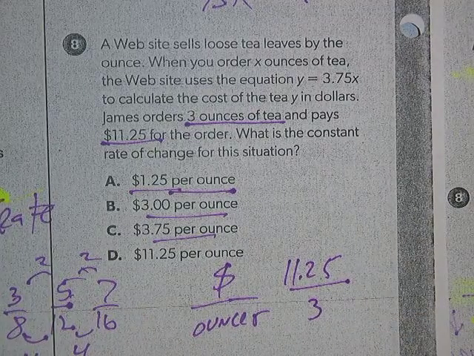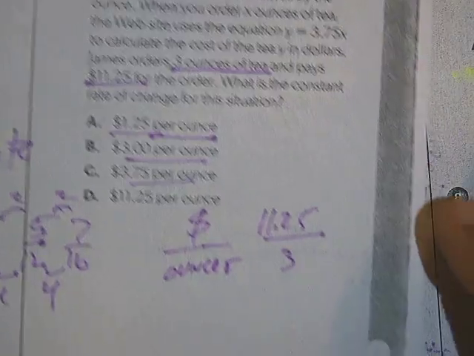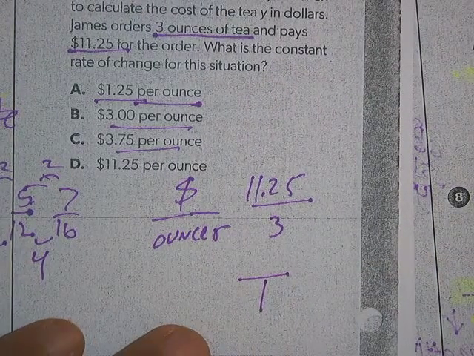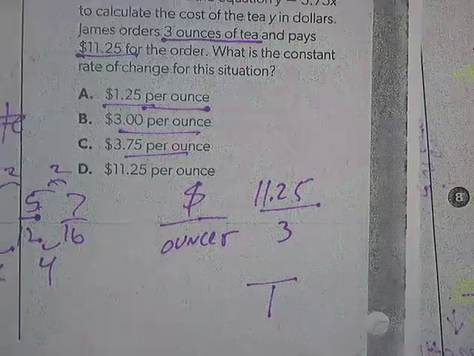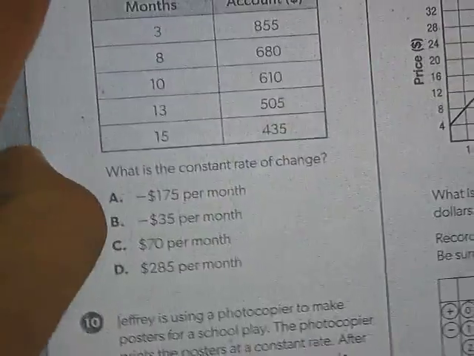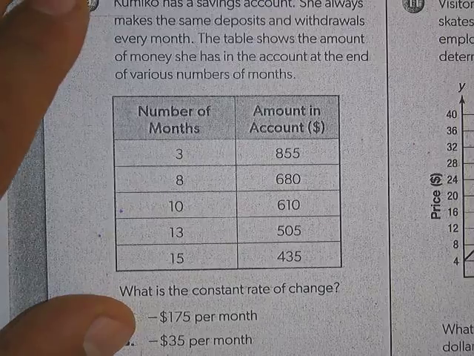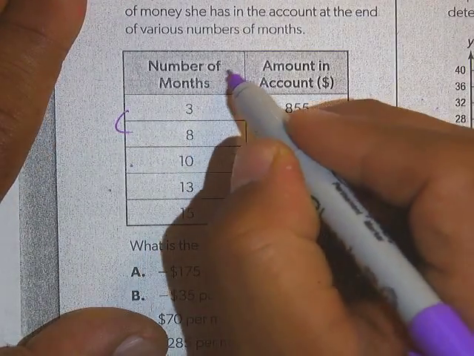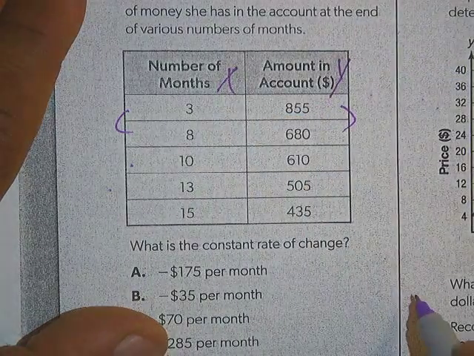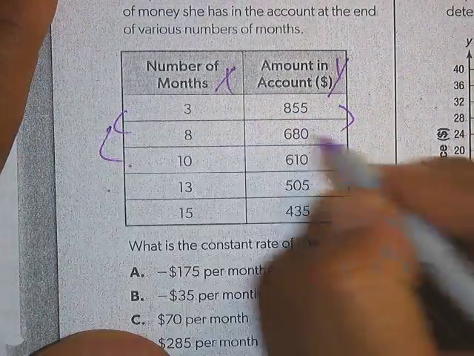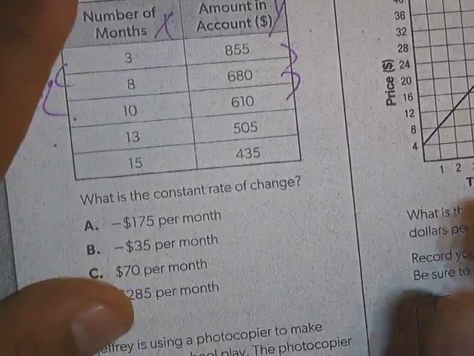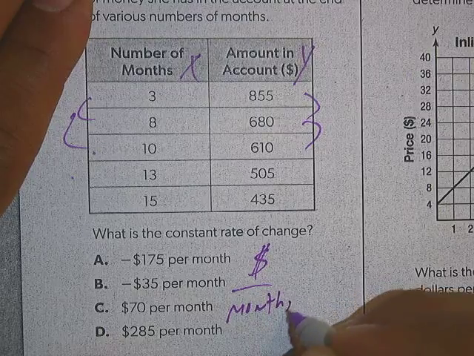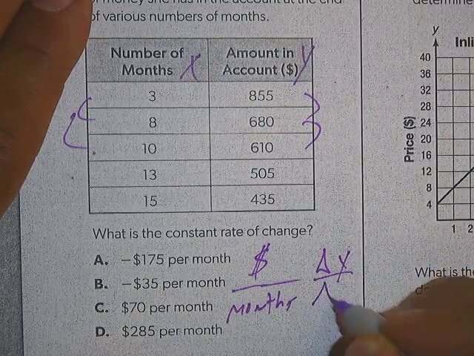Number 8, sorry. Read it to yourself. And I'm going to look here at this rate: dollars per ounce. So I know it's going to be dollars over ounces. They give you one ratio there. They're telling you that it's going to cost $11.25 for 3 ounces. I want you to ask yourself, how much would 1 ounce cost? And then you can get the answer from there.